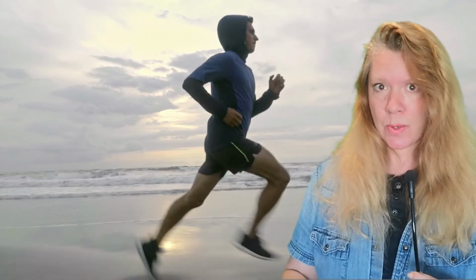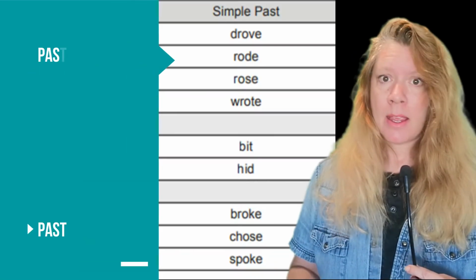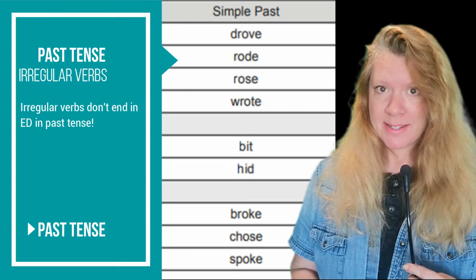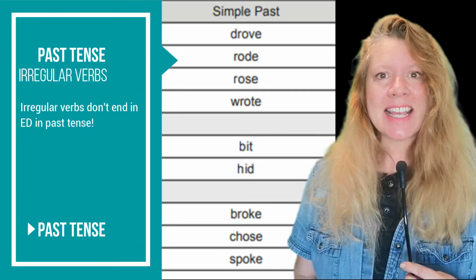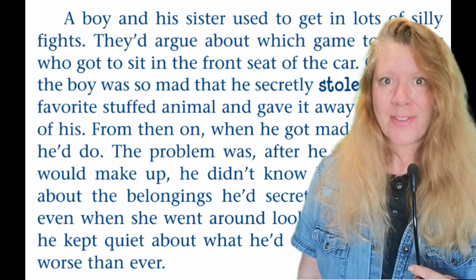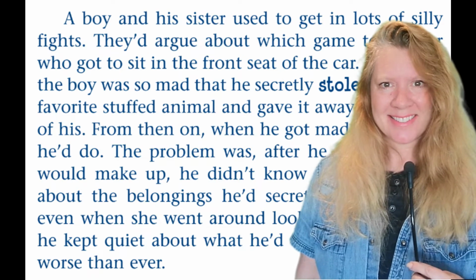Now remember that a verb is action, okay? So anything that a person can do, any action, that's called a verb. And an irregular verb means it doesn't end in ed. Let's take this story and look for the irregular verbs.